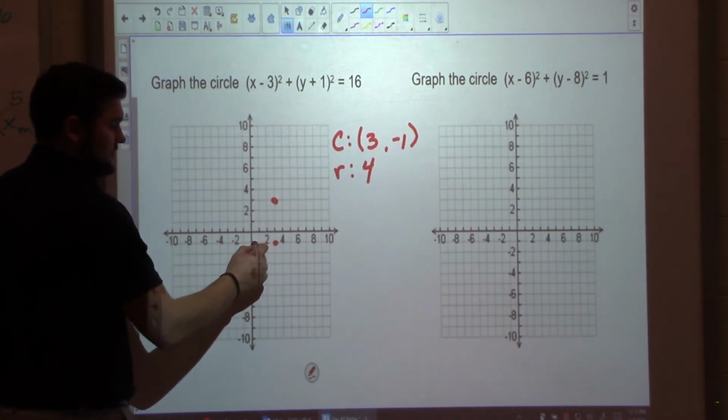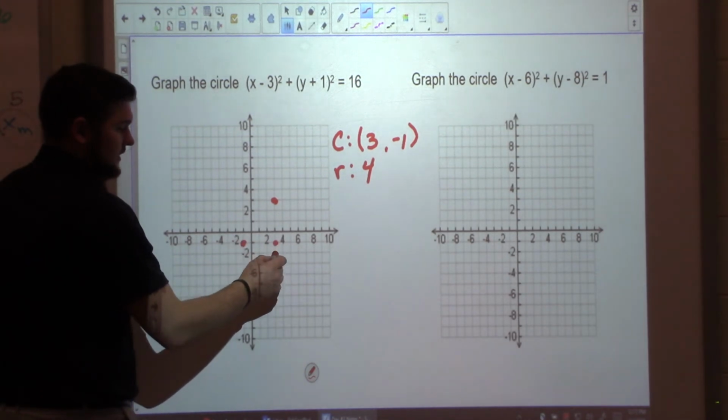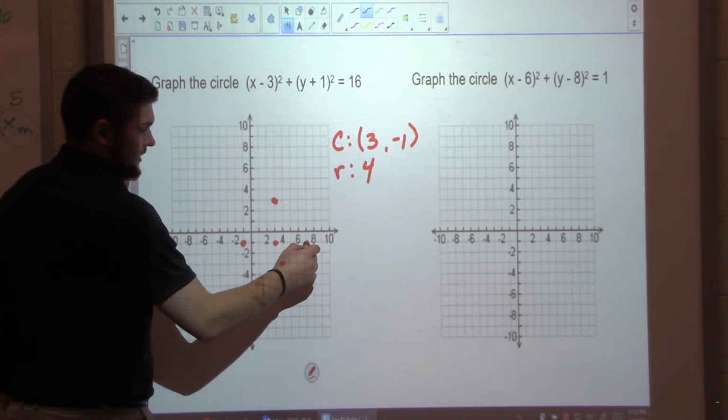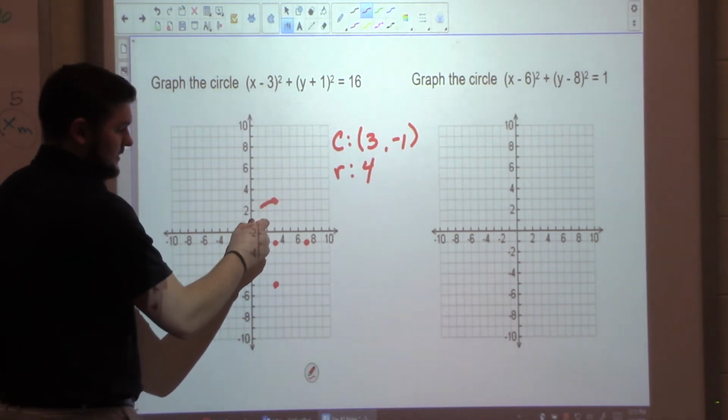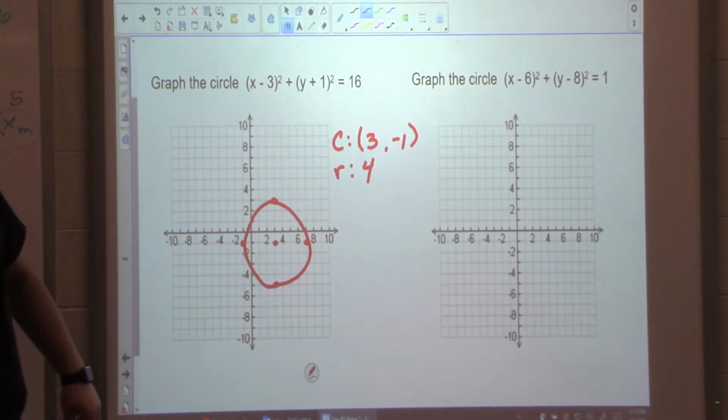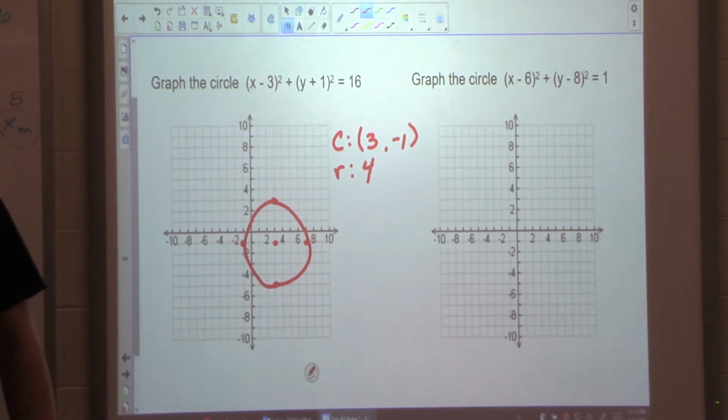Left 4, 1, 2, 3, 4, putting a point. Down 4, putting a point. Right 4, putting a point. And then sketching in my circle. Oh, that looked ugly down here. Okay? So sketch in the best of your ability.